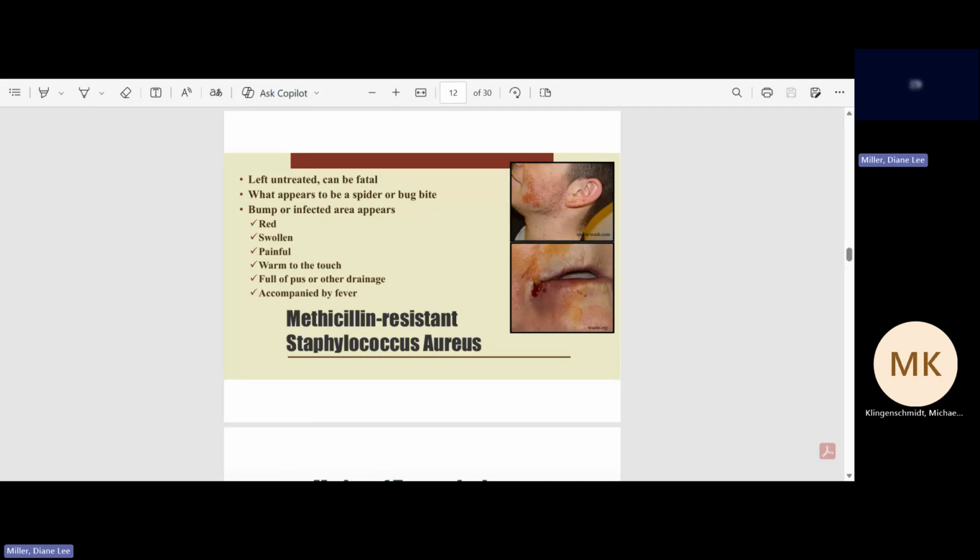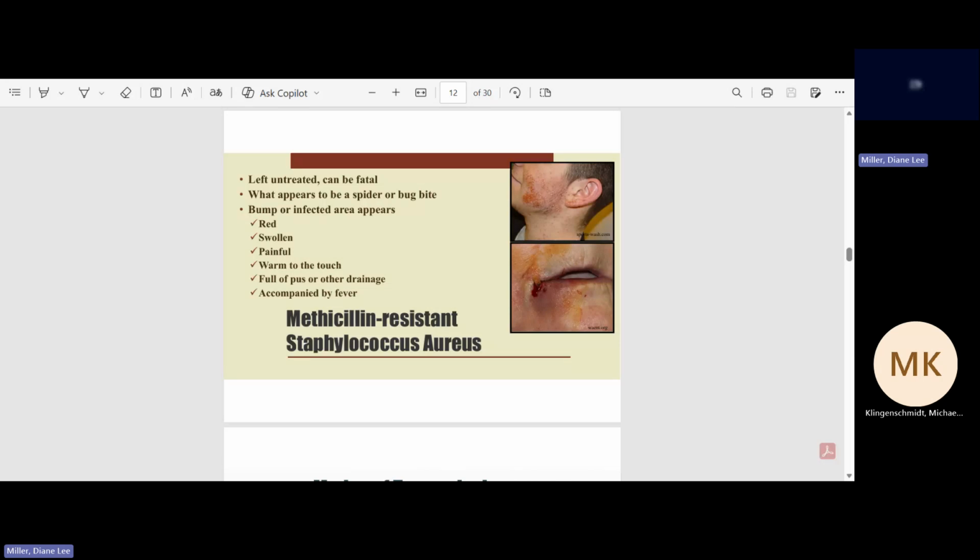Oftentimes people will present to the emergency department or to our clinic stating that they have a spider bite or bug bite. That is not the same as a MRSA infection. Very rarely do I see that those lesions are truly from a spider bite or bug bite, but instead it is a collection of this bacteria underneath the skin and can cause that swelling and pus to form. The bumps or infected areas will be red, swollen, painful, warm or hot to the touch, full of pus or other drainage, and sometimes can be accompanied by a fever or other symptoms, including body aches and pains.